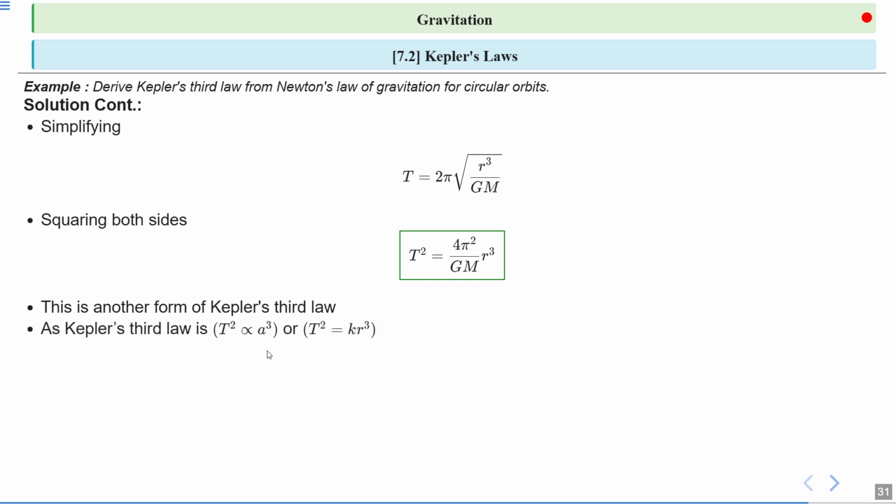As per Kepler's third law, T square is directly proportional to a cube, or T square is equal to k r cube. So here k is equal to 4 pi square upon G M. K is a constant.